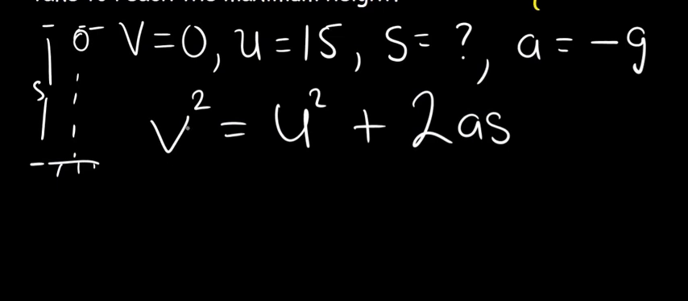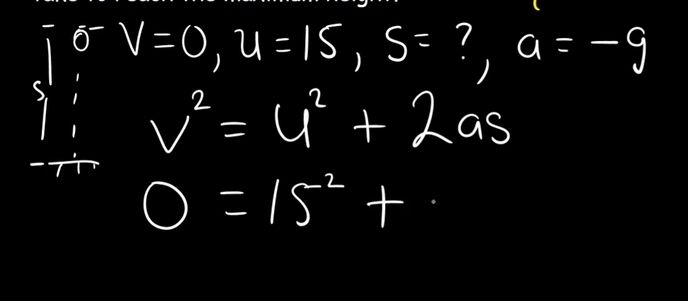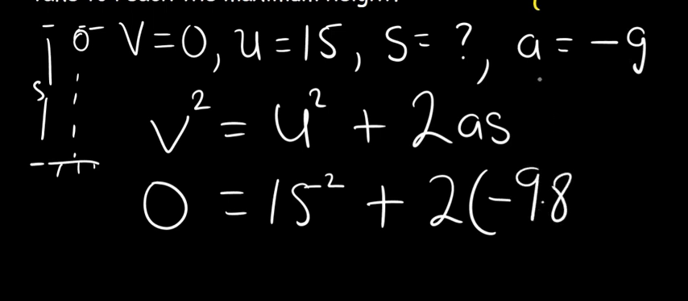So what it means is that v is 0, and u is 15. So we have 15 square plus 2 multiplying acceleration. So it's going to be minus 9.8, because a is equal to negative this. Then multiply by the distance that we are looking for. Is that okay?